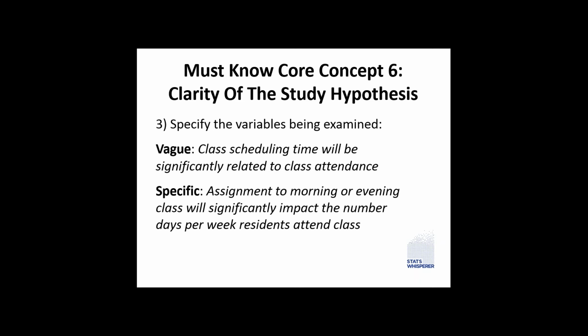And lastly, make it as specific as possible. Right, so a vague way of stating our hypothesis: class scheduling will be significantly related to class attendance. Right? So a little vague. So more specific would be assignment to morning or evening class, right? That's class schedule, but it's more specific, right? Will significantly impact number of days per week residents attend class. So that's class attendance being measured as number of days per week.